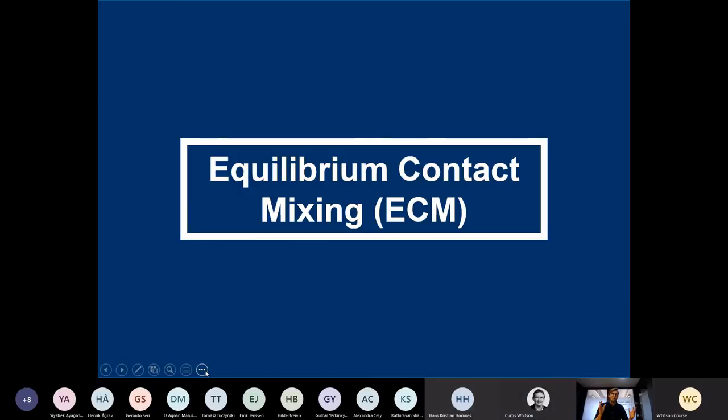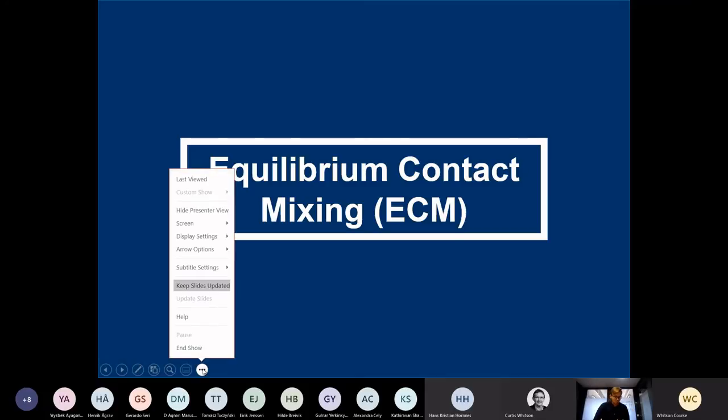It goes through essentially all the different cases or scenarios where you can apply equilibrium contact mixing, and a little bit in different ways depending on what reservoir you're dealing with and fluid type. But before we go into the method as such, it's important to answer the question: we're talking about ECM, but why and in which cases would that be relevant?